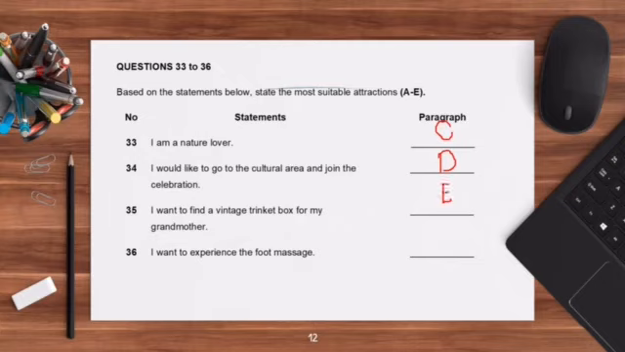And last question, question 36. I want to experience the foot massage. So the answer for this question is actually A. I hope all of you managed to get 4 out of 4. Okay, very good.